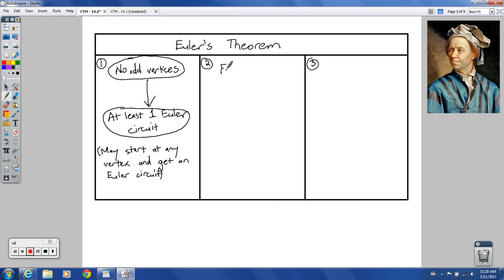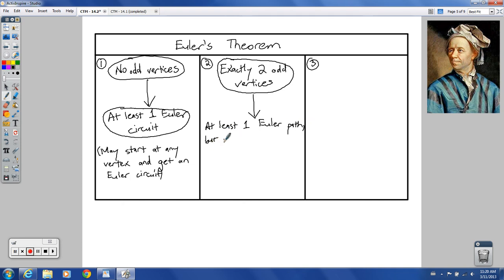Part 2 said if you had exactly 2 odd vertices, it has to be exactly 2, that implies that you have at least one Euler path, but no Euler circuits. So it's not possible to draw an Euler circuit, but it is possible to draw at least one Euler path when that is the case.